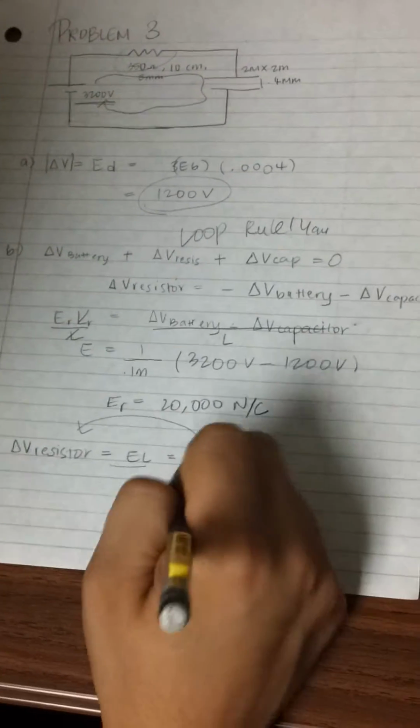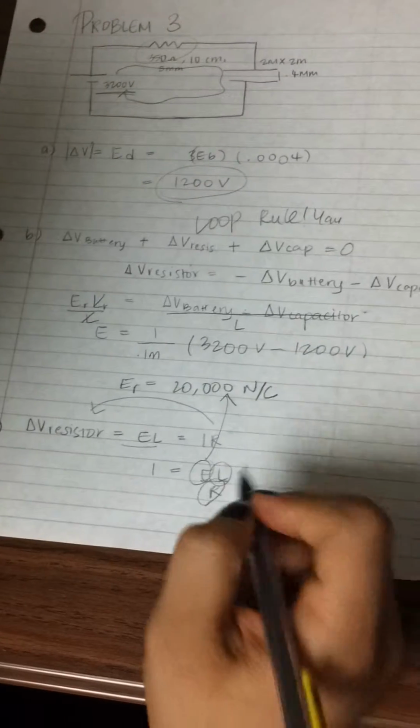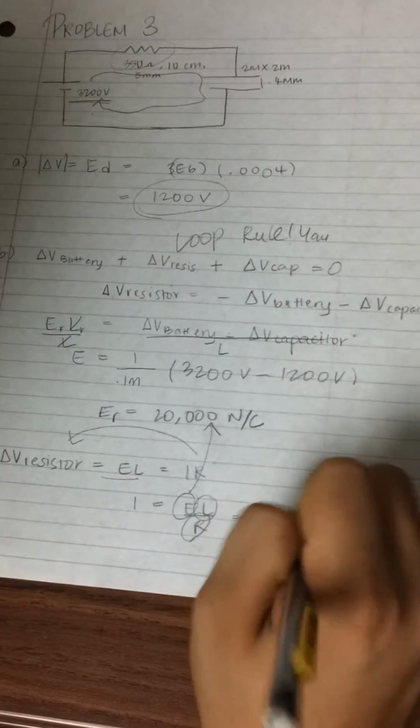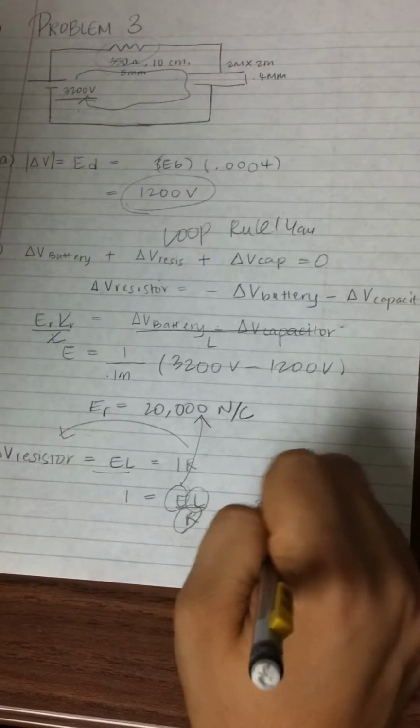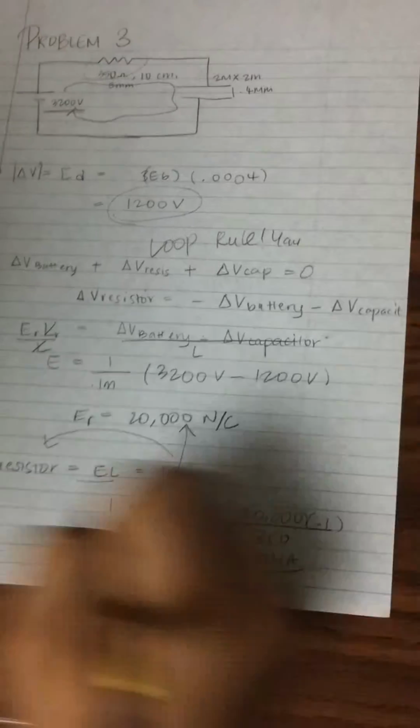And we know that E is what we found in part B, and L is given to us, and R is also given to us. So this becomes a simple plug-and-chug question where you plug in these numbers and you get your answer of 5.714 amperes.